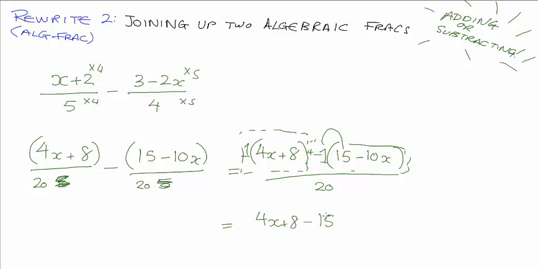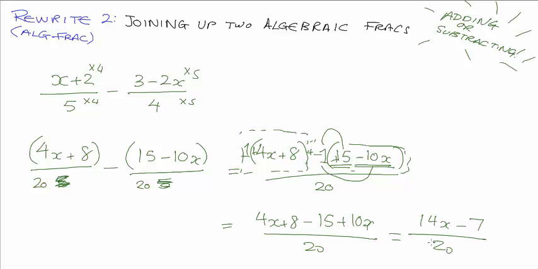Minus 15. Minus 1 times minus 10x. I remember that was a plus 15 and that was a plus there as well. So that's plus 10x. All over 20. Simplify the tops up. And there you go. You've joined it. So be careful on that one.